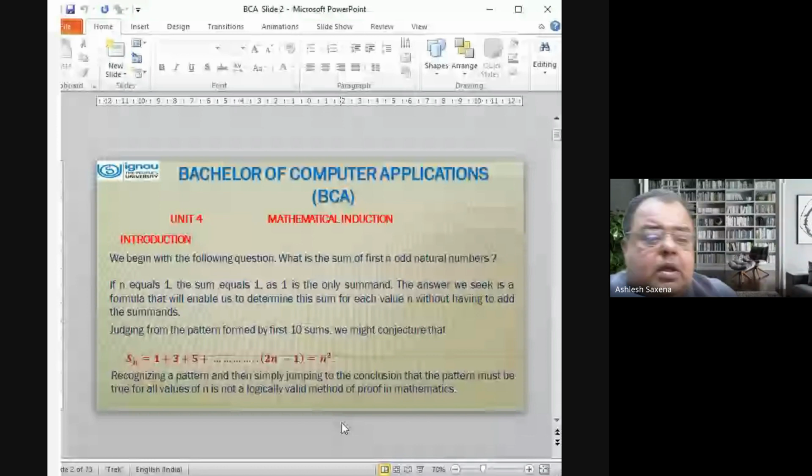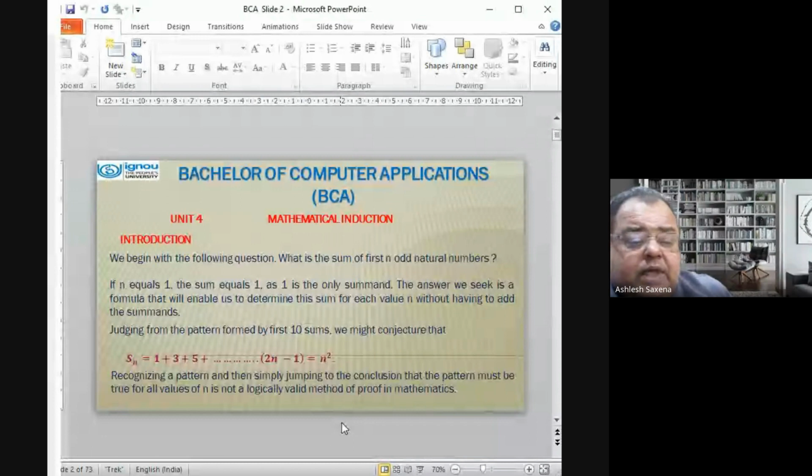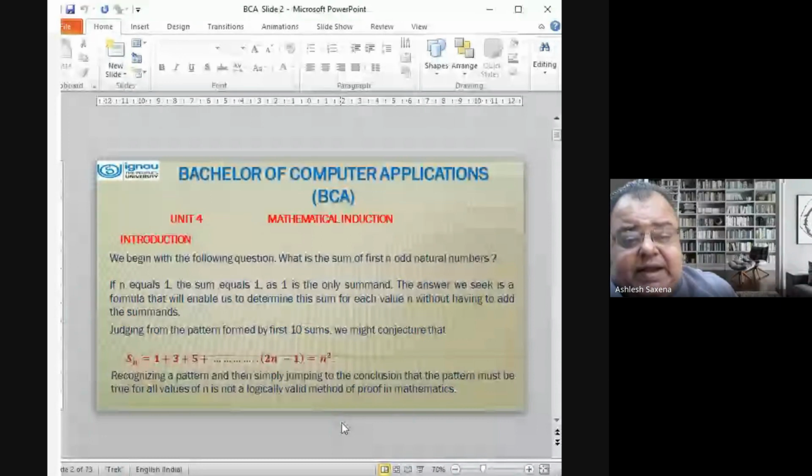We have to add 1, 3, 5, and we are talking about 10 numbers. The last one will be 2n minus 1. When we add up all this, we get n squared.